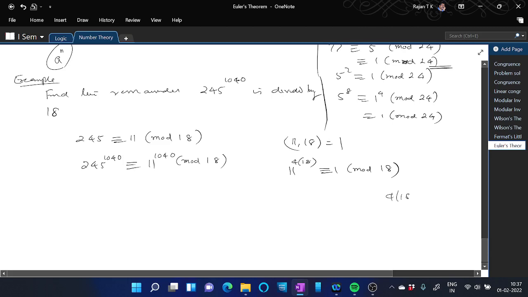To compute phi of 18, you have to identify all the positive integers less than or equal to 18 and relatively prime to 18. You can see that there are such 6 numbers: 1, 2 is not there, 3, 4 not there, 5 is there, then 6, 7 is there, then 9, 10, 11 is there, then 13, then 17. These are the numbers relatively prime to 18 and less than or equal to 18. And therefore phi of 18 is actually 6. So 11 raised to 6 is congruent to 1 mod 18.